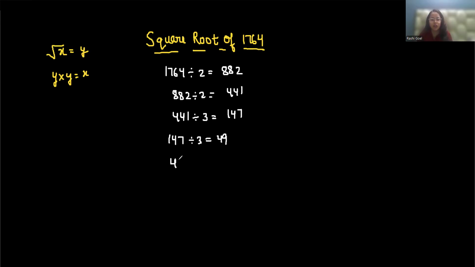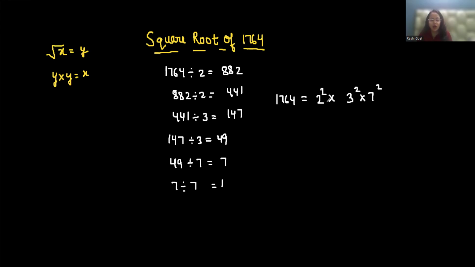Now we know that 49 is the square of 7. So divided by 7 gives 7, and 7 divided by 7 gives 1. So 1764 we can write in terms of exponents as 2 power 2 times 3 power 2 times 7 power 2.